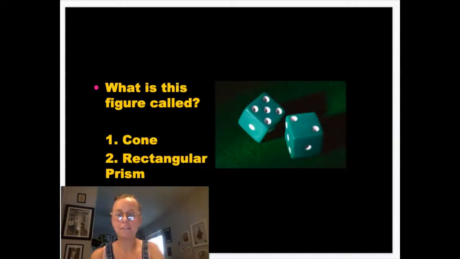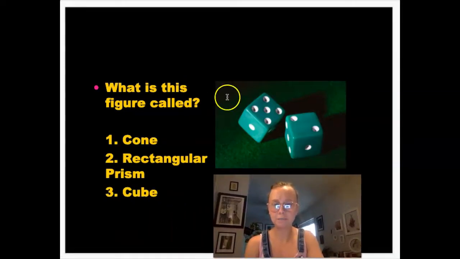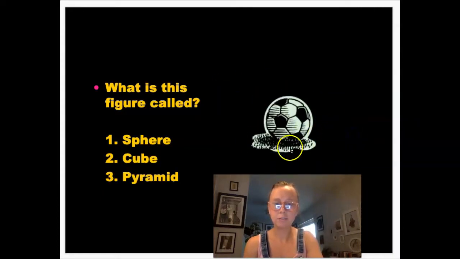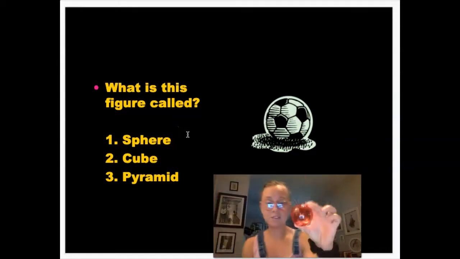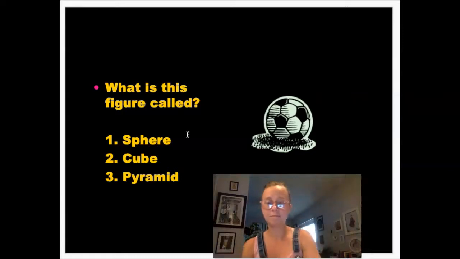Let's look at some everyday objects and determine what shape they are. So when you look at a dice, that's a shape. It looks like it has square sides. What do we call that? It is a cube. Nice. If we were going to look at a soccer ball, what shape would that be? You got it. That's a sphere. Remember, 0, 0, 0. No faces, no edges, no vertices on a sphere.